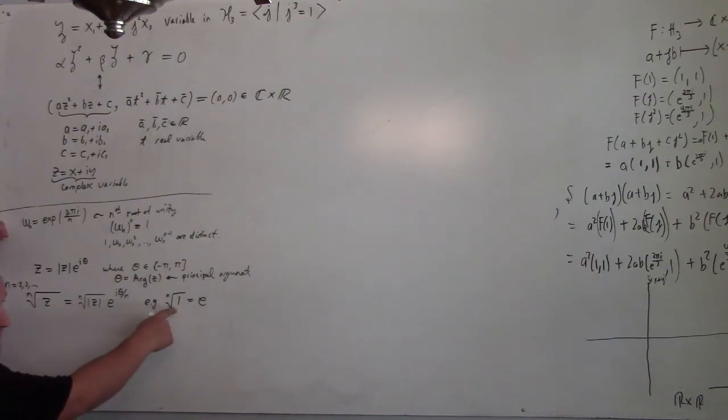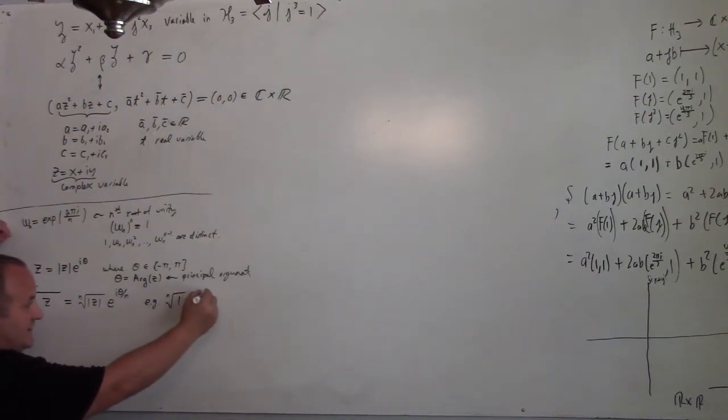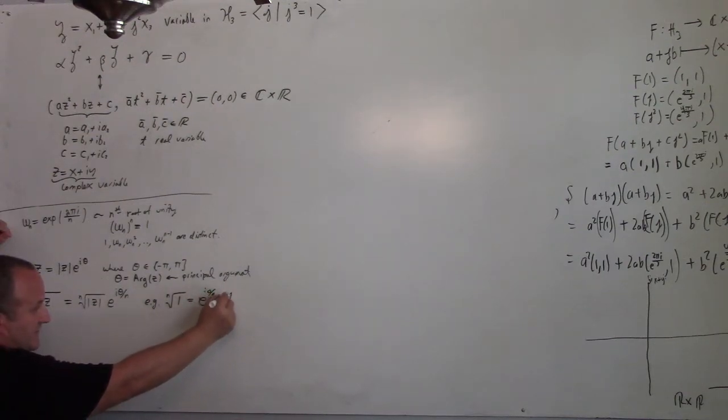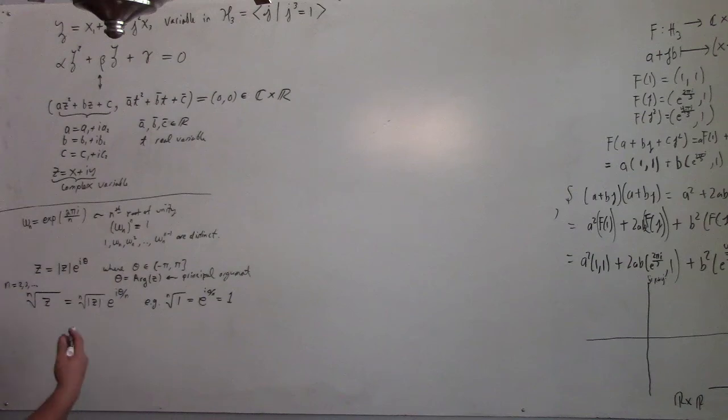But for example, the principal nth root of 1 is e to the 0 times i to the 0 over n, which is just 1. The principal nth root of 1 is just 1. And in fact, the principal nth root of any real number is just the usual nth root of a real number. Like the principal cube root of 8 is still 2.